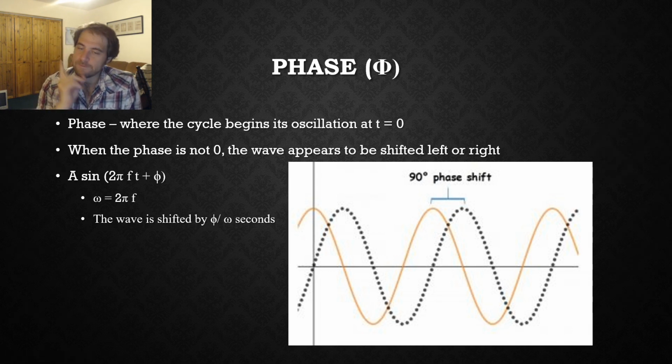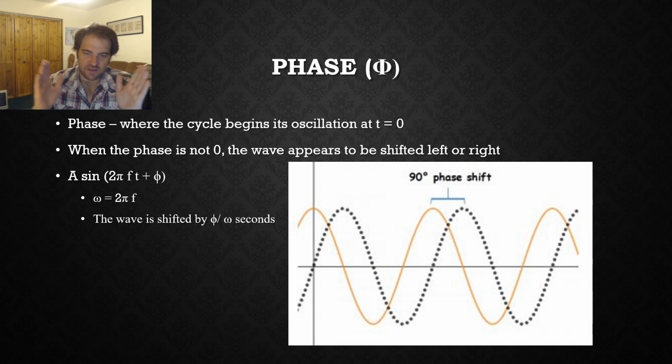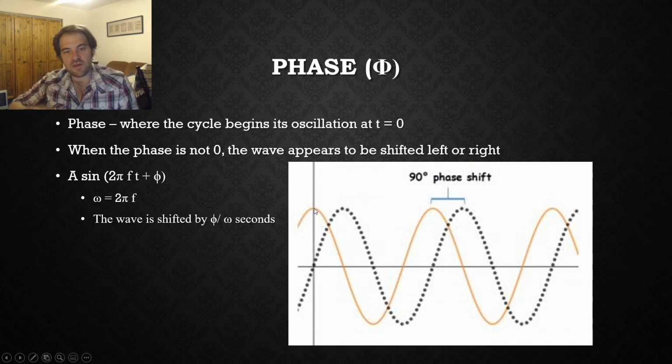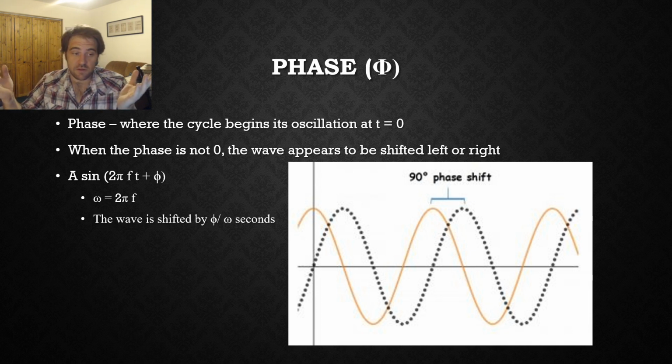That's good. Now, the yellow line has been shifted slightly to the left, right? In fact, it's been shifted 90 degrees to the left. So it, at t equals 0, starts at the top, at the peak of the wave. And so this is a little strange. This isn't what we usually see. And so phase is not 0. In fact, phase in this case is going to be 90.